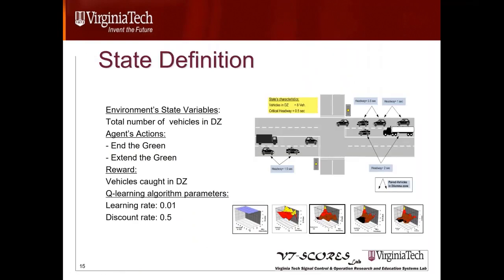So in that case, the way to think about it is, if I want to use agent-based modeling here, or intelligent agents, then I need to know what is the state variable. The state variable would be the total number of vehicles in the dilemma zone. What are the agent actions? Well, it's either end the green or extend the green. What is the reward? It's the vehicles caught in the dilemma zone. That's a negative reward. And then the Q learning parameters that we used in this example were a learning rate of 0.01 and a discount rate of 0.5.